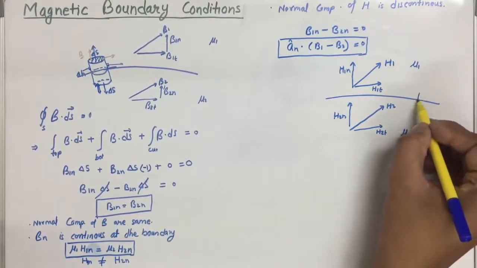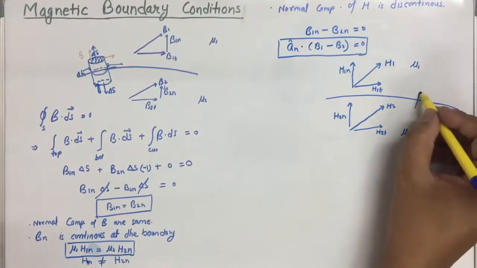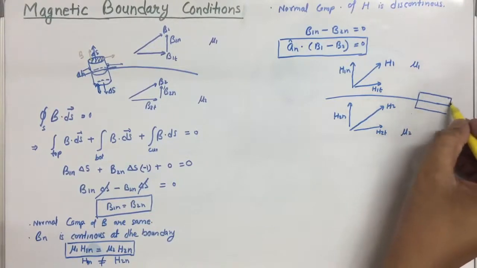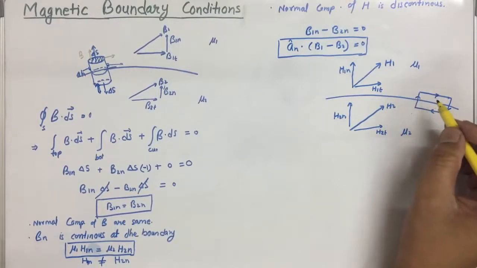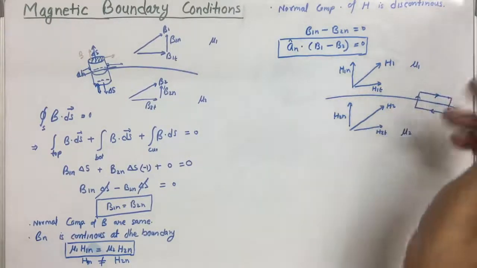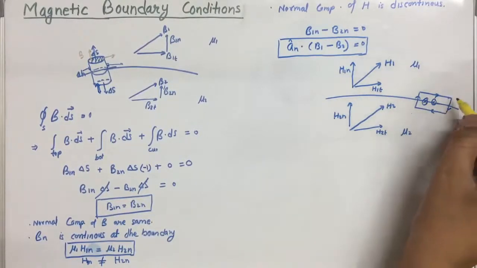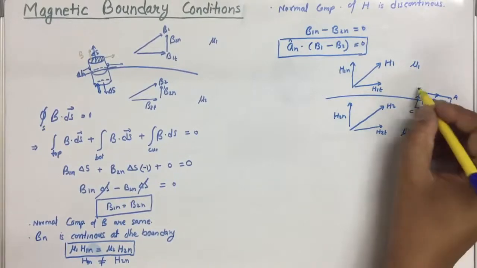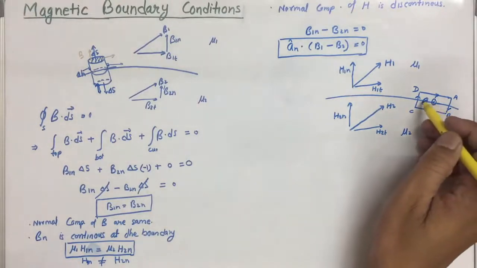For this purpose, apply Ampere's law. Take a loop. Earlier we applied Gauss's law, and here we are applying Ampere's law. In that loop, the field will be inside. Name it A, B, C, D. So we have taken an Amperian path that is enclosing.